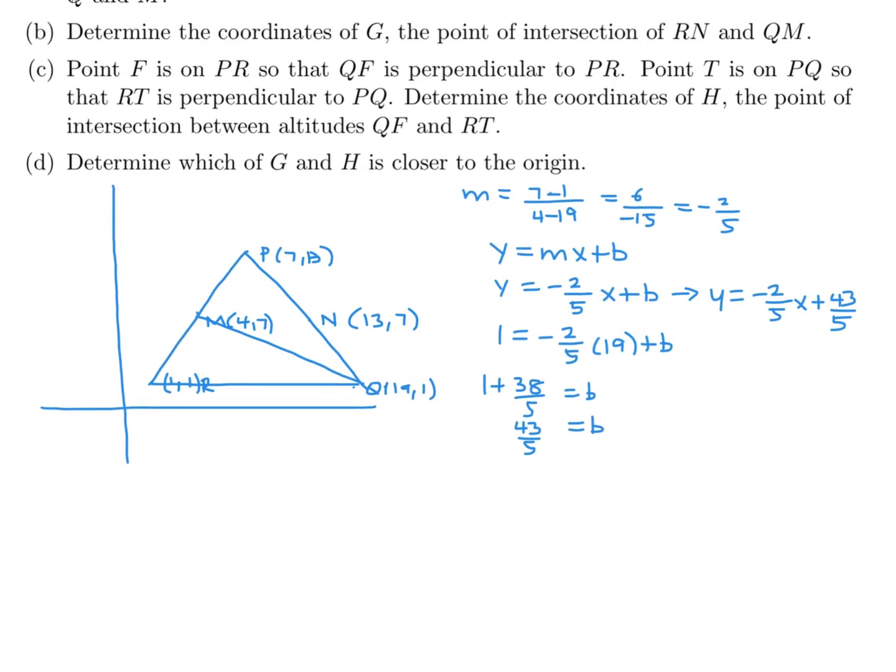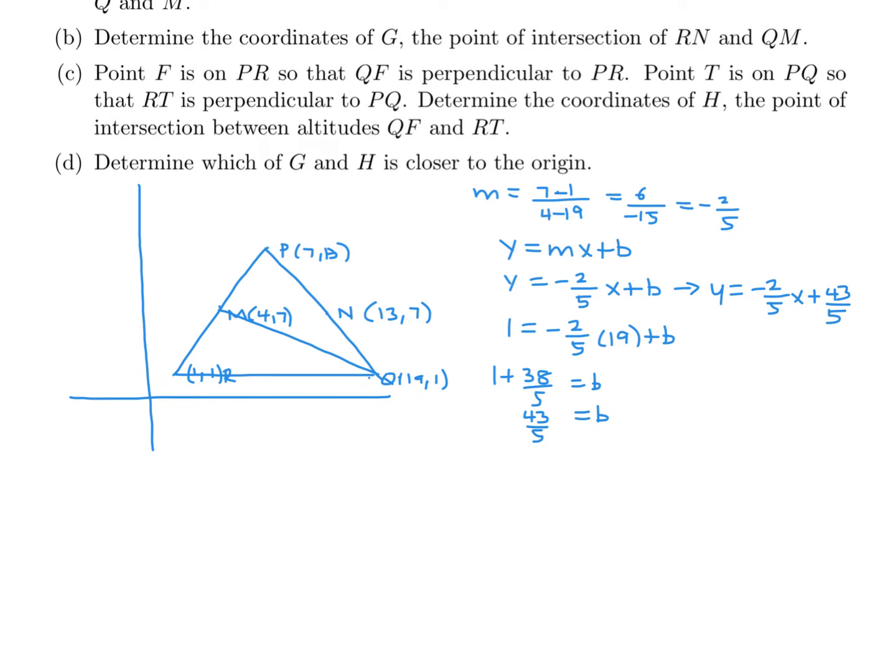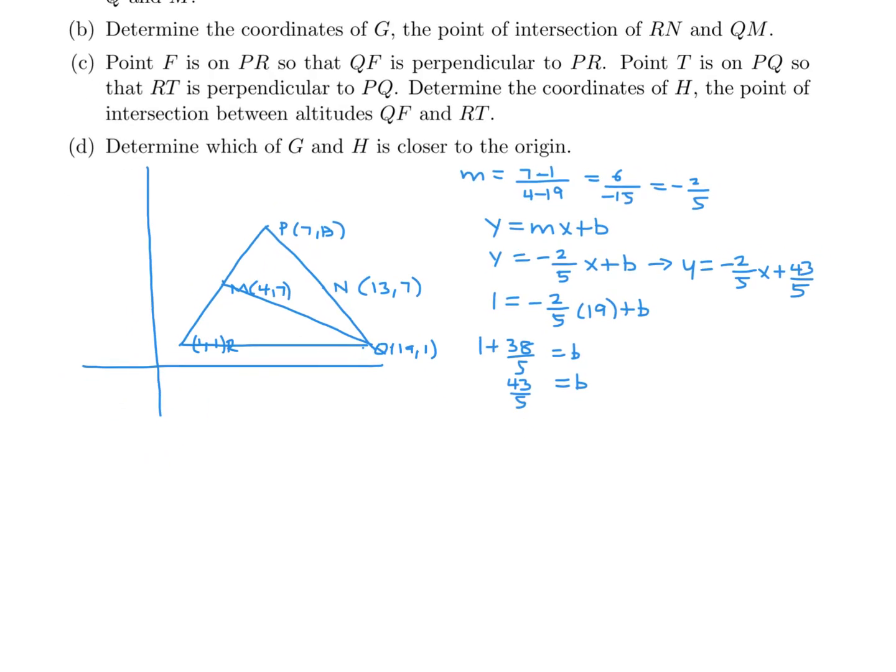Part B. Determine the coordinates of G, the point of intersection of RN and QM. Okay, so there's RN right there. That point they're saying is G, this point right here. So obviously I'm going to need the equation for RN. That shouldn't be a problem. This line here was the equation of QM, so all I need is the equation for RN.